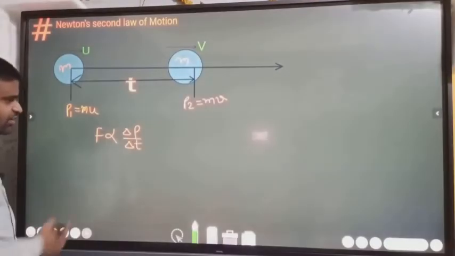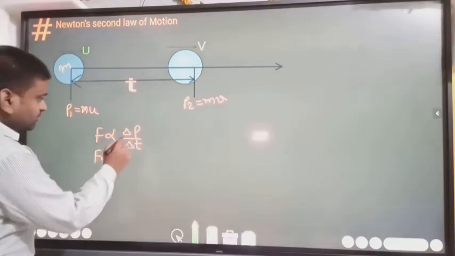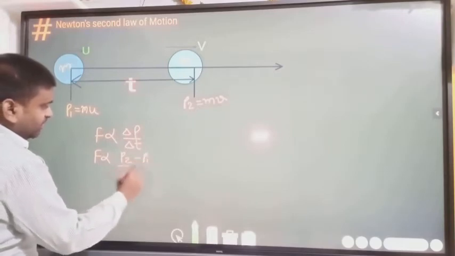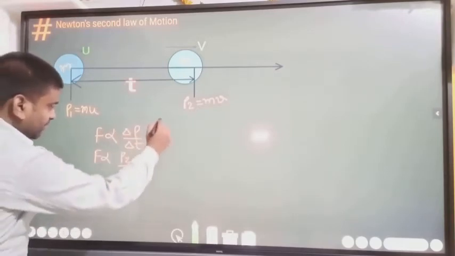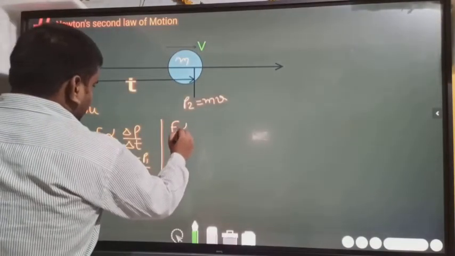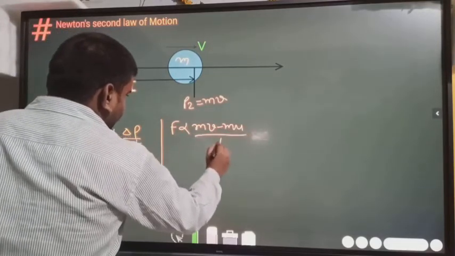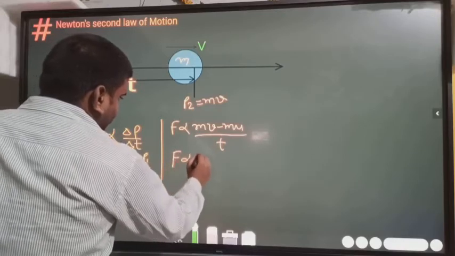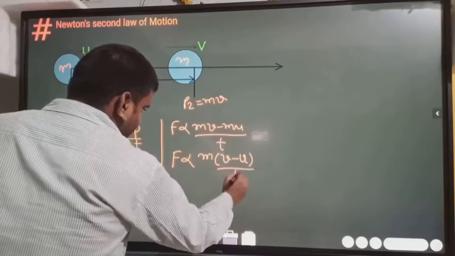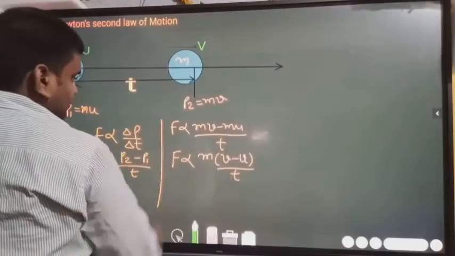Force is proportional to the rate of change of momentum. Then you can write force is delta p, which means P2 minus P1, over delta t, which means time taken. So from here, F is proportional to mv minus mu upon t. Then F is proportional to m times (v minus u) upon t. Here is the sign of proportionality.